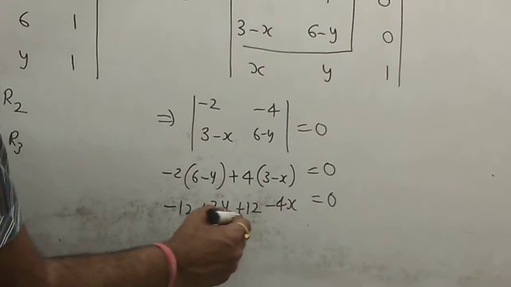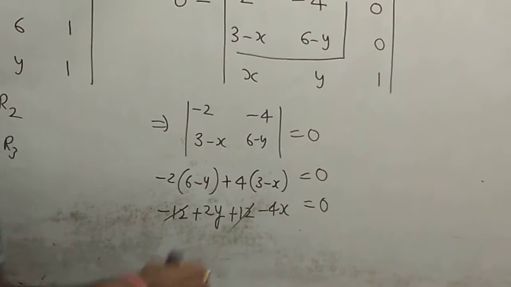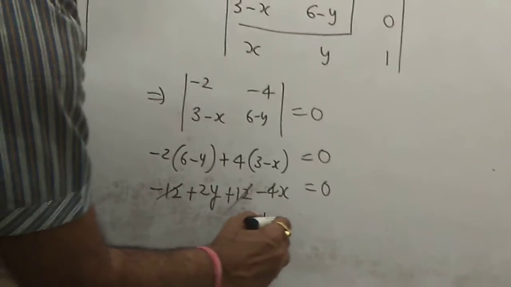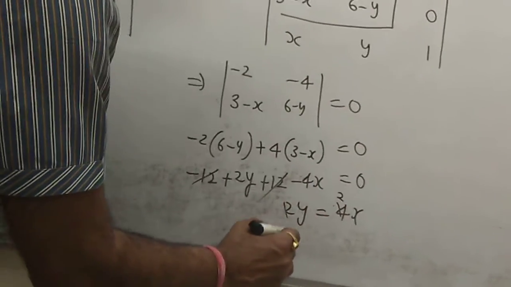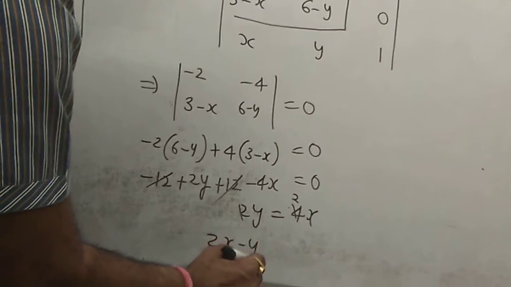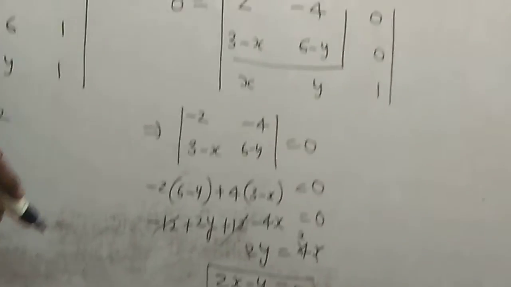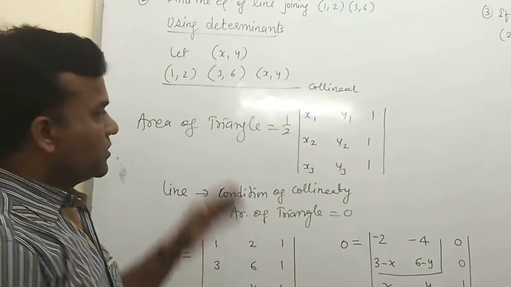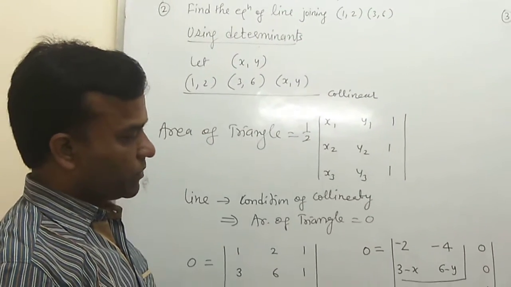So after simplifying, it is 4x and here you have 12 minus 12, that is cancelled out. So you have 2y equal to 4x, and then also cancel out. So 2x minus y equal to 0. This is the equation of the line. Okay, so that is a very easy method in which again you apply the same formula. You use the concept of area of triangle, which is given by a single formula, and you use it in this part.